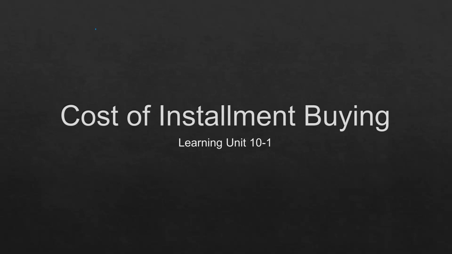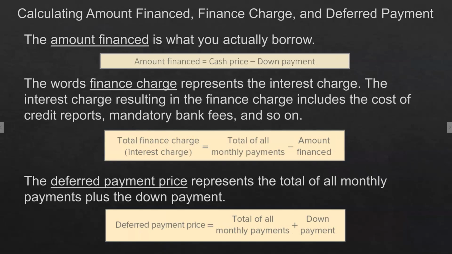Hi everyone, this is section 10.1, which is called Cost of Installment Buying. Here are a few things we need to know, okay?